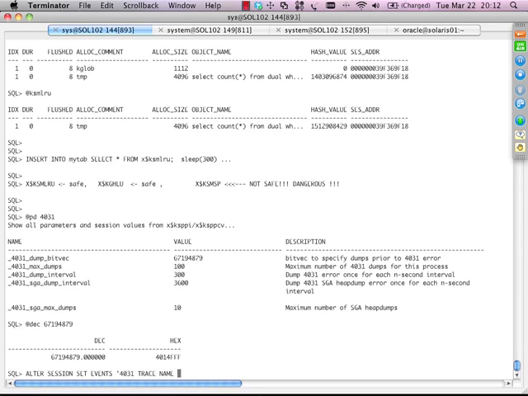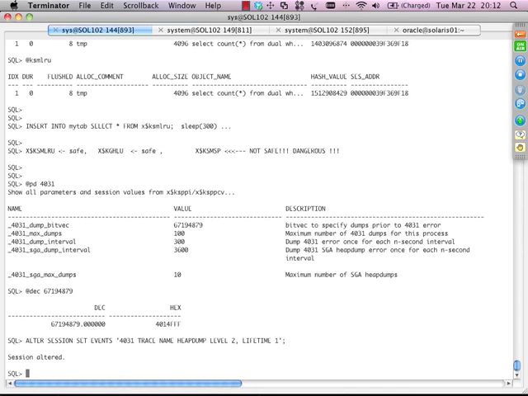Trace name heap dump level 2. And I will just say explicitly, lifetime 1. So level 2 is again dangerous in the sense that it takes a heap dump. Just like that dangerous X dollar table here, it actually takes the shared pool latches and walks through the entire shared pool and potentially hangs your instance for seconds or minutes, or if you hit the bug, then for hours or forever, right?